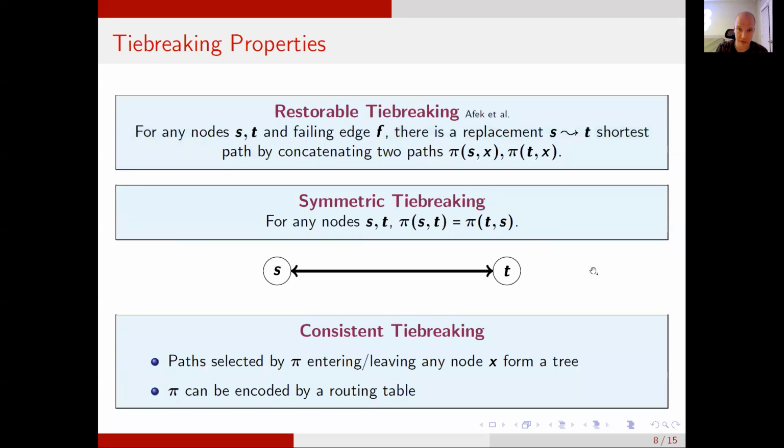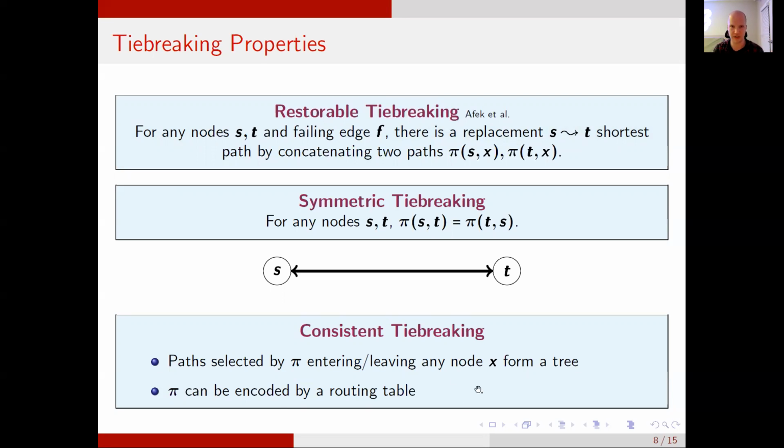The last one that I'll mention quickly is called consistency. The actual property that is consistency is a bit technical, so I'm not going to say it here. But the important thing is that if your tiebreaking is consistent, this guarantees that your selected shortest paths coming out of some given node will form a BFS tree or a shortest path tree. This is not automatically guaranteed by tiebreaking, but a consistent tiebreaking will do this. The other thing that consistency guarantees is that your selected shortest paths can indeed be encoded by a routing table. Not every selection of paths can be phrased as a routing table, but consistent ones can.